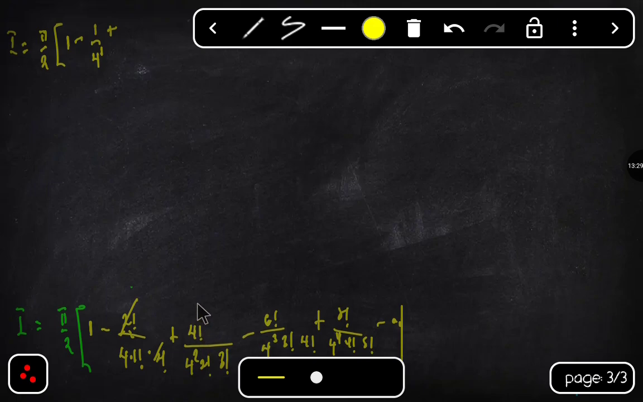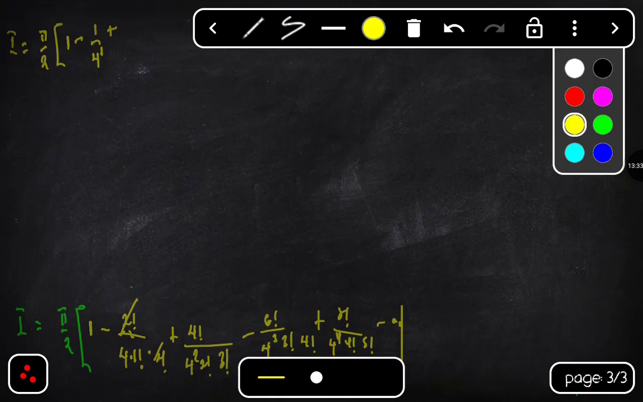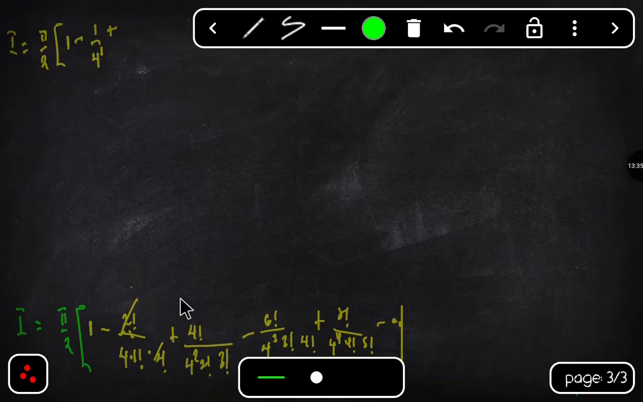You know, 4 factorial, you can write this as 4 times 3 factorial. So 3 factorial, we cancel out 3 factorial. Then 2 factorial is 2. So 2 in 2 is 1, 2 in 4 will give us 2. So what you have now is 2 over 4 raised to the power of 2. So let's move on. Minus.